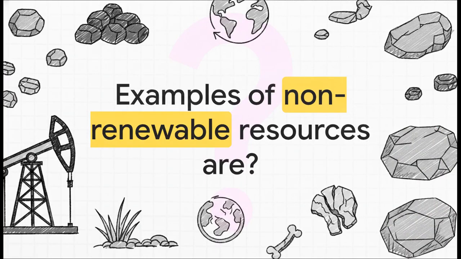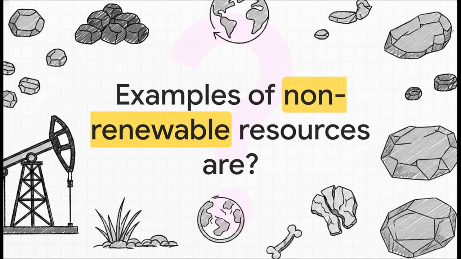So, here is the challenge. The question reads, examples of non-renewable resources are, and then it gives us 4 different combinations. Option A is petroleum, water, coal, animals. Option B is animals, copper, plant, air. Option C is water, coal, plant, animals. And option D is petroleum, coal, tin, copper.